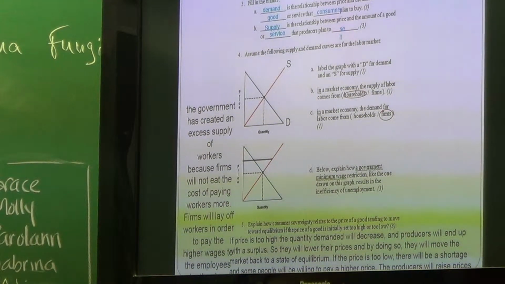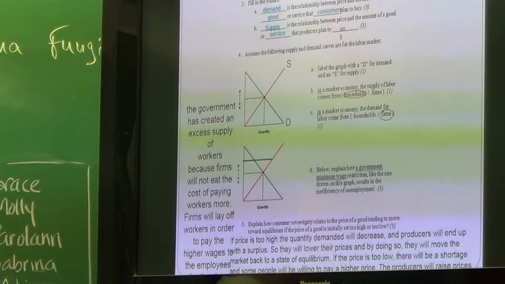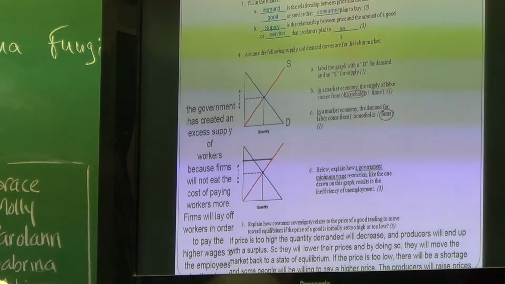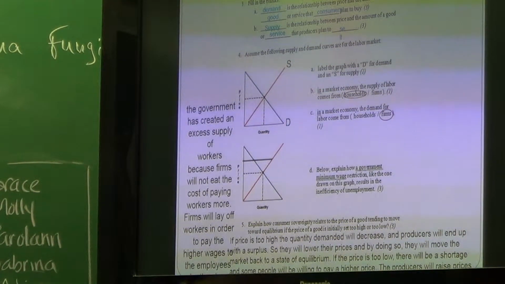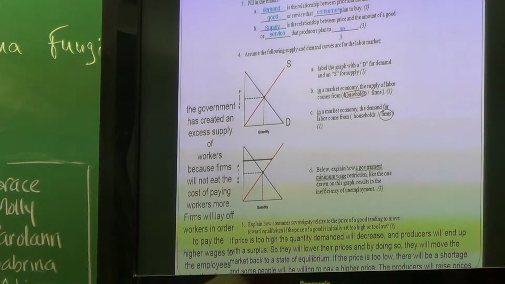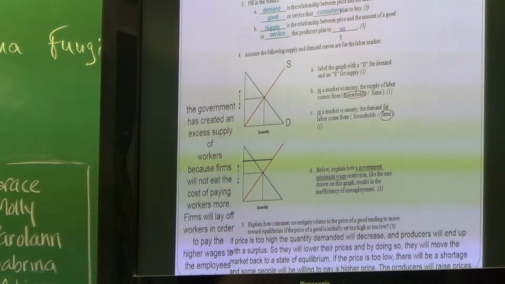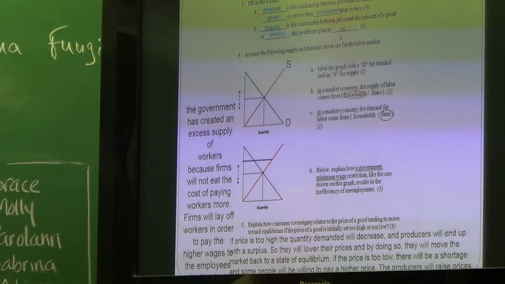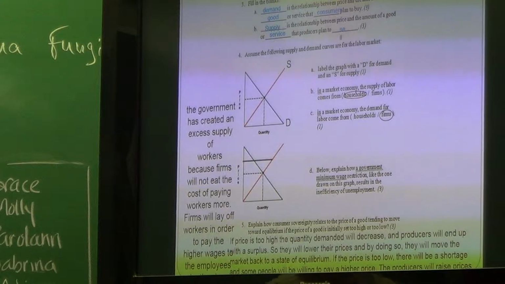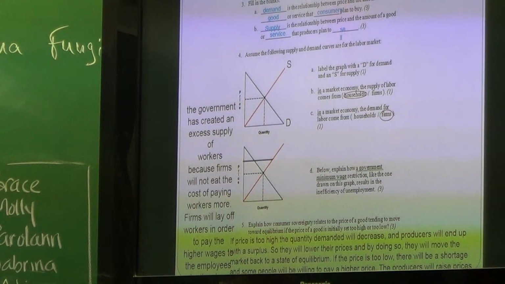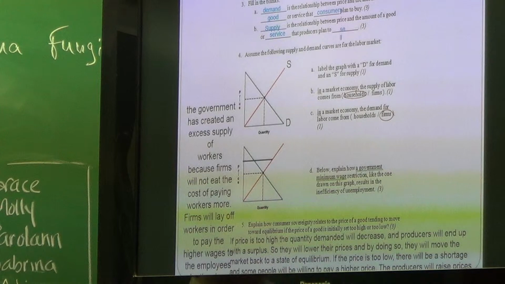Yeah, because firms aren't gonna eat the cost, they're not just gonna be generous and say, okay, we'll just not have as big of a profit, we'll pay you what you wanna be paid. They're gonna say, hang on, our profit margin is getting smaller and smaller because now we have to pay you $7.50 an hour instead of $6 an hour. That adds up over the week. So they'll lay people off so that they can pay the employees they keep on longer. So the government has created an excess supply of workers because firms will not eat the cost of paying more workers. Firms will lay off workers in order to pay higher wages to the employees.